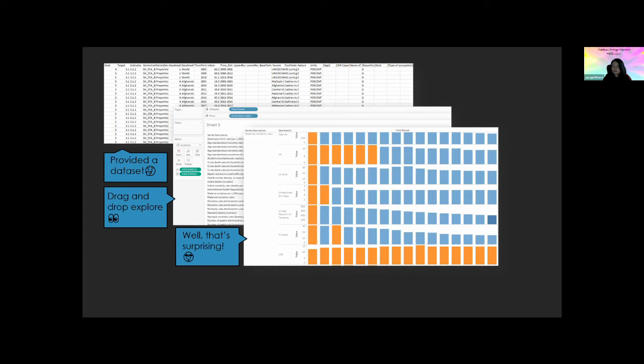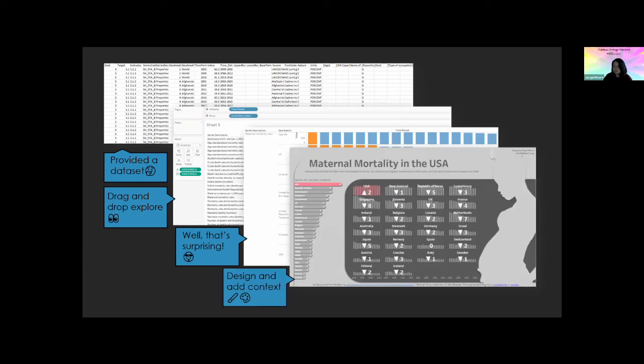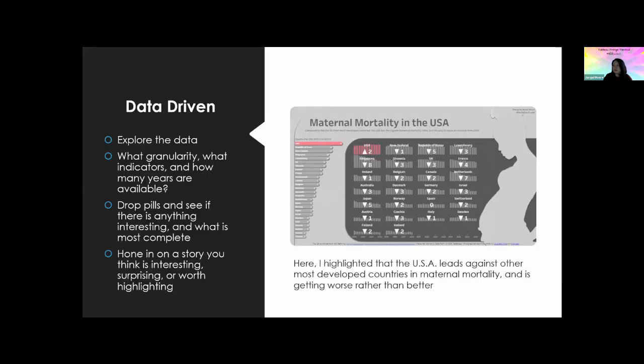I noticed that only a handful of countries have had increasing maternal mortality ratio. And interestingly, the US is one of them, which was kind of surprising. So now I have my concept. And then I'm going to start to figure out how to show the story and layering and layout and design aspects and context and annotations. So this is kind of how I took it from a data set with no direction to a finished dashboard. And so explore the data, get to know it, see if there's anything interesting, and find a story.